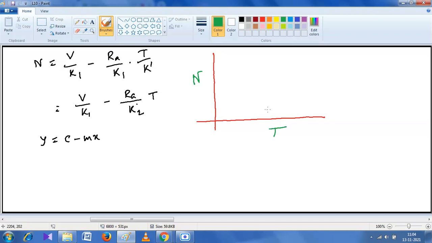If we plot that equation, suppose we plot N on the y-axis and torque on the x-axis, suppose this point is V by K1, and from that point the nature of the curve should be drooping. Manish, yes sir, now understood? Yes sir. Okay. So this is the speed versus torque characteristic for a shunt motor, and now we have to do the same thing for a series motor.